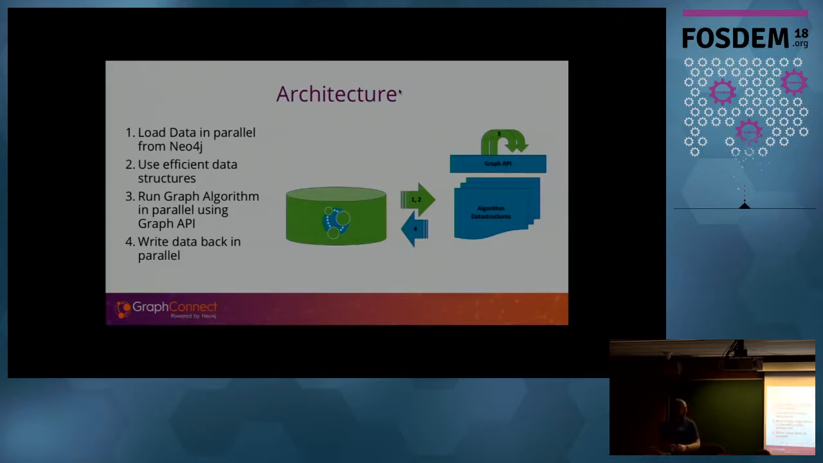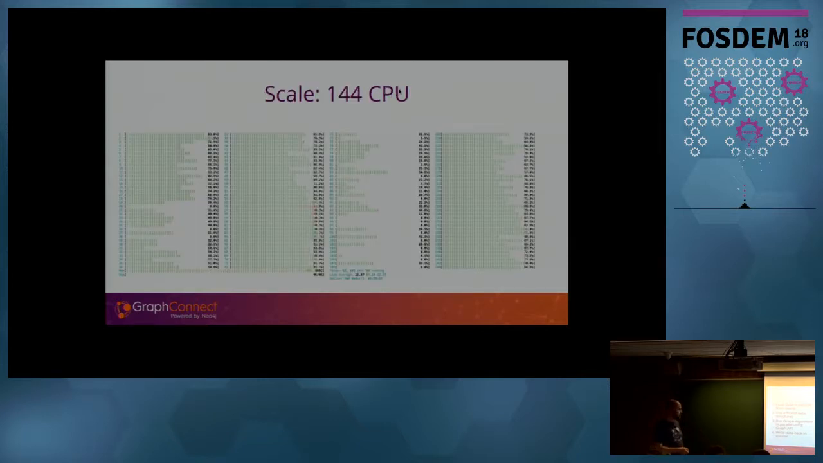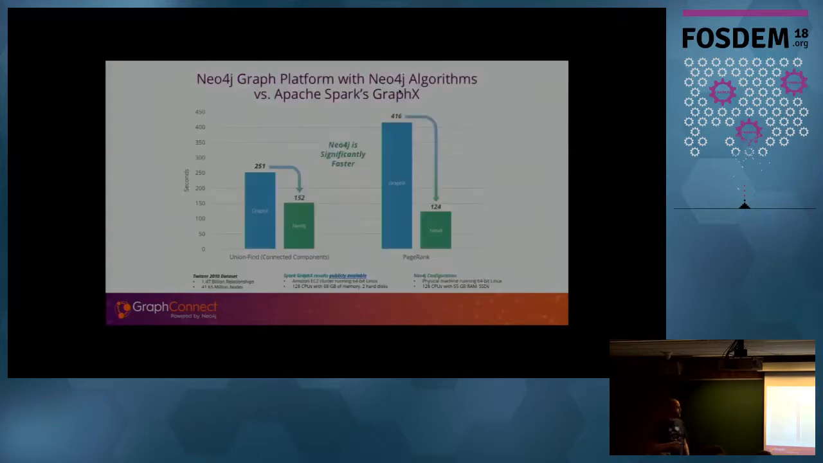And basically, the architecture is like this. Here is our algorithm implementation. We are accessing Neo4j in parallel to get the data into our data structures, run the algorithm in parallel, and write the results back to Neo4j. And as you can see, for instance, this is an HTOP from a machine with 144 CPUs, which runs PageRank, and they're all pretty busy, so that's kind of nice. So we really utilize our CPUs really well.